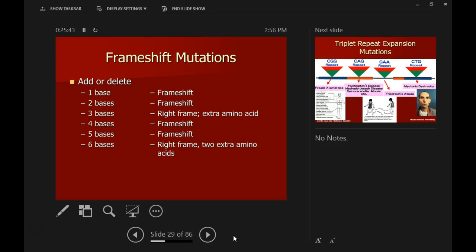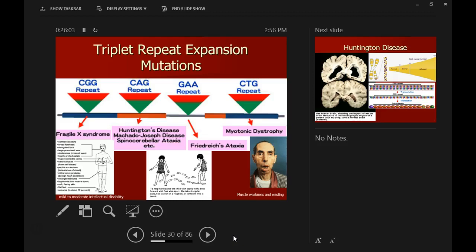And the strange thing is that these are insertions that are repeats of the same little 3 bases over and over and over and over again. Let me show you what I mean by that. These are actually called triplet repeat expansion mutations.